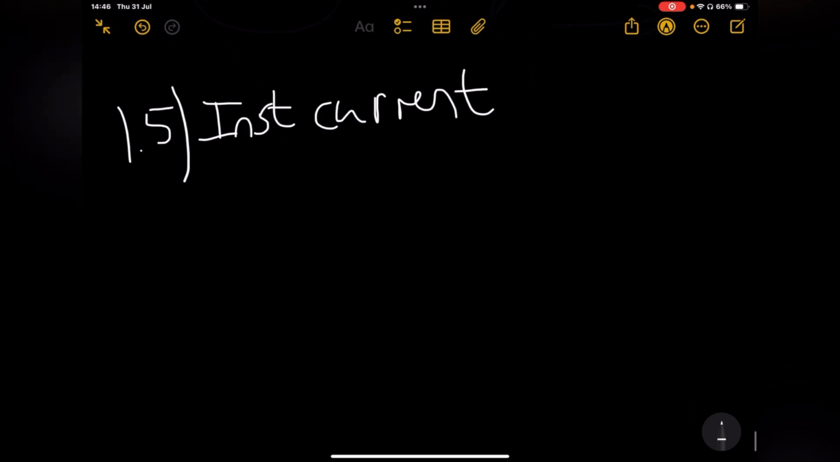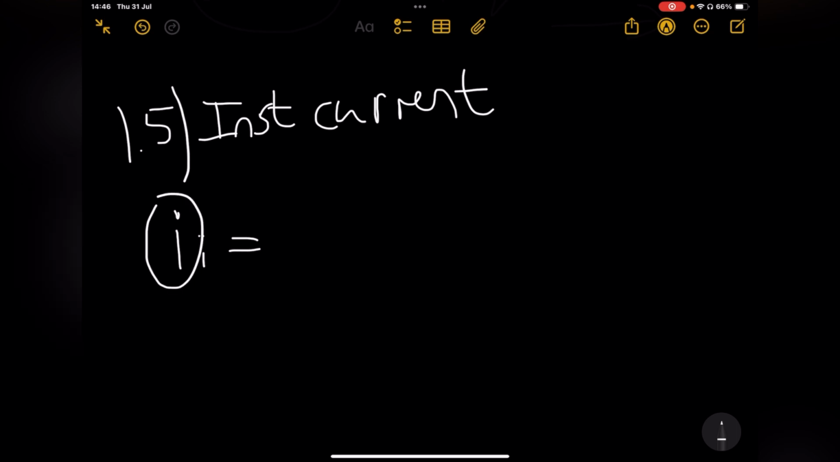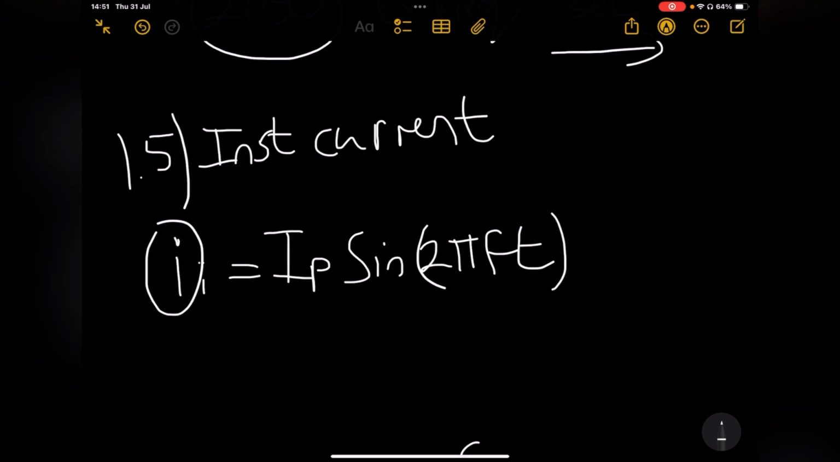Next equation, I just want to go with instantaneous current. So instantaneous current, you can say i, which is current instantaneous, is equal to I peak, very similar to the voltage equation, times sine 2 pi ft, right? All right. So remember, guys, calculators on radians, especially if you see non-degree values put into the equation. All of these are non-degree values. These are clearly radians. Put your calculator back to radians.